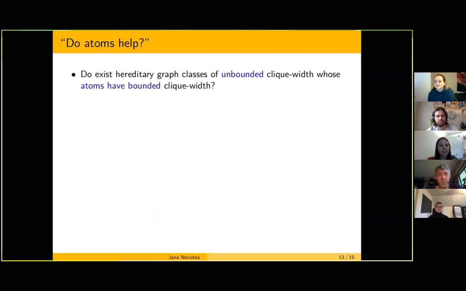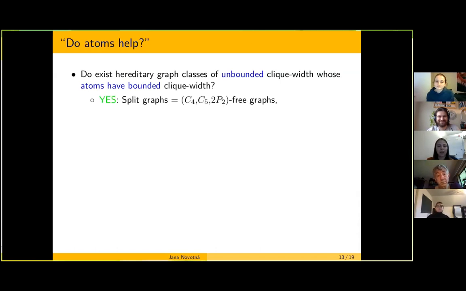And yeah, we can ask a quite natural question. Are there any hereditary graph classes of unbounded Clique-width whose atoms have bounded Clique-width? So in other words, can the atom approach help here? And the answer is yes.